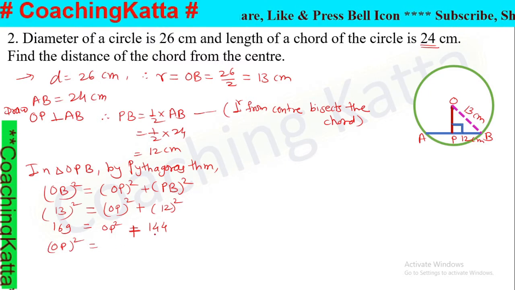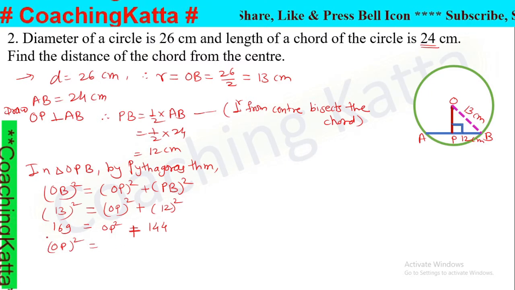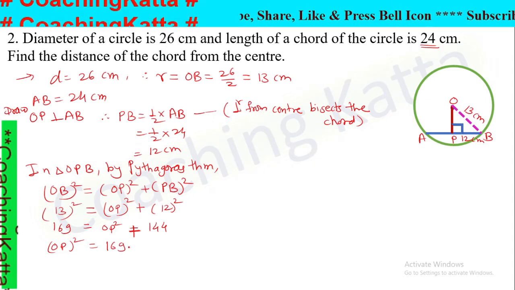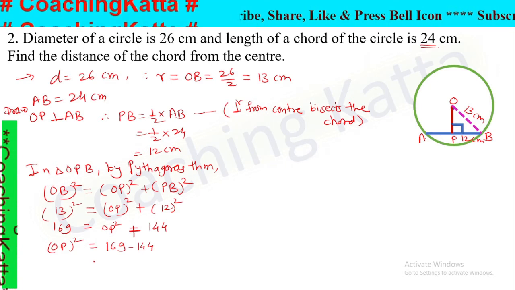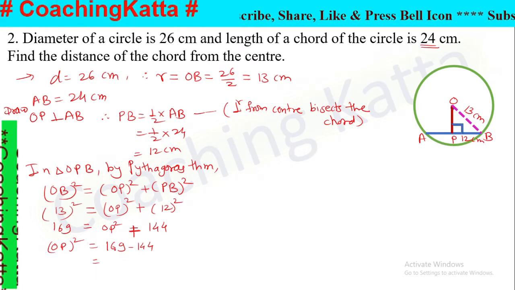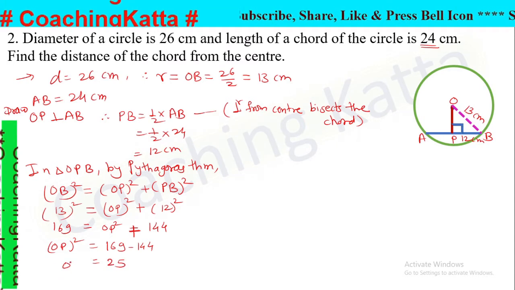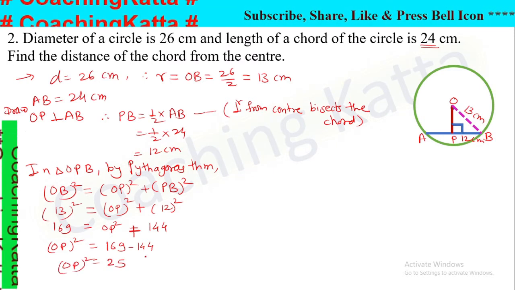It is equal to 144. Bring it to the left hand side, so it becomes minus, and therefore OP square equal to 25. OP square equal to 25.